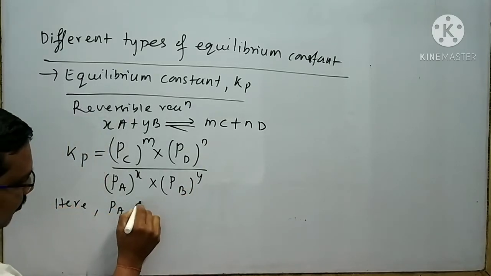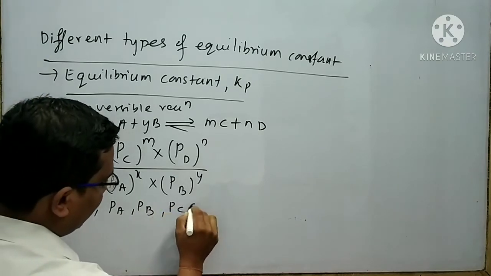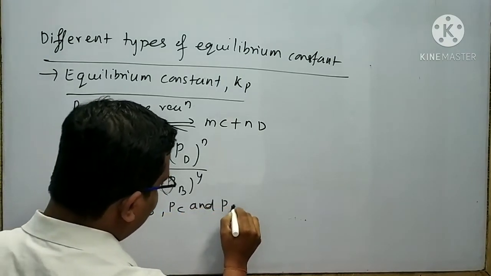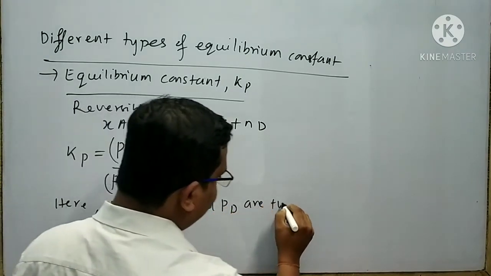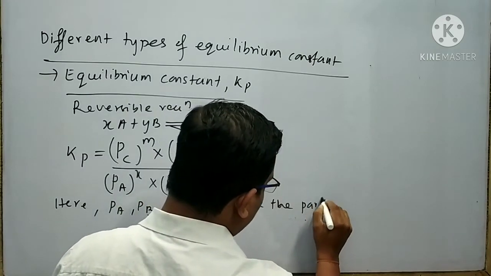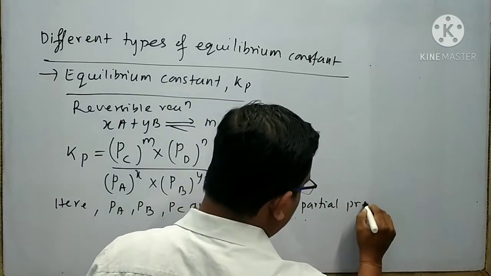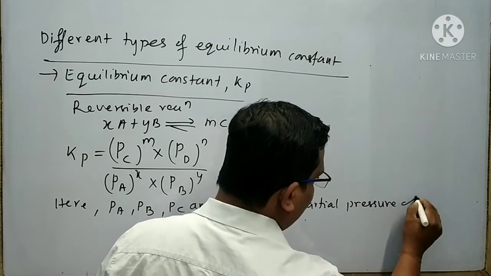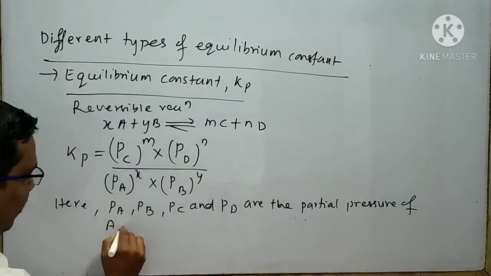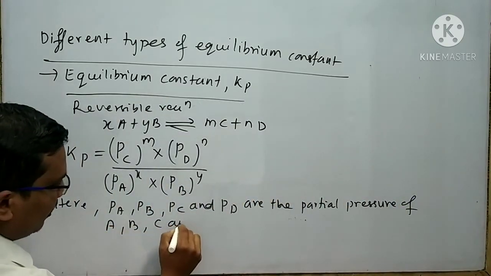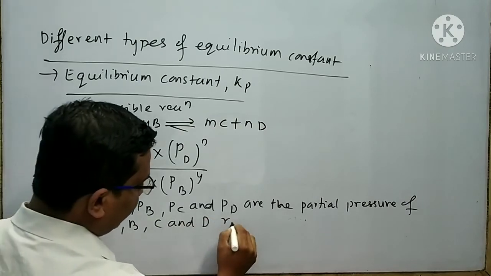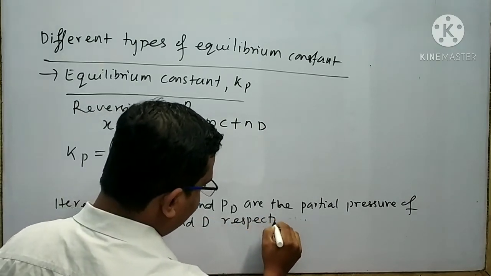Here PA, PB, PC and PD are the partial pressures of A, B, C and D respectively.